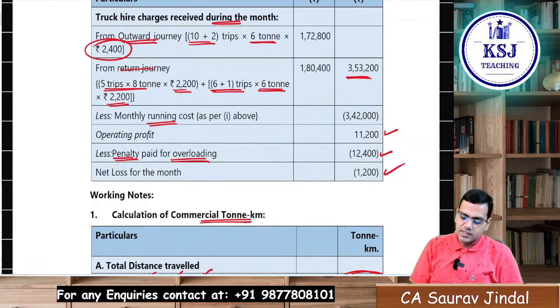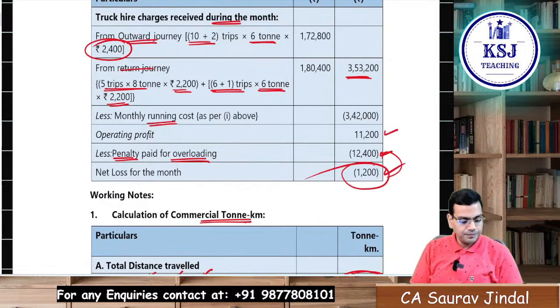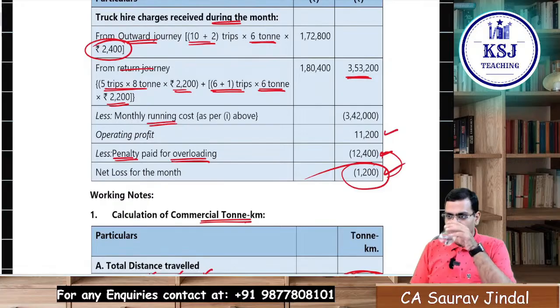Right? So this is the net loss that the company has to incur because of this penalty, sir, of overloading. Any doubts in this question?